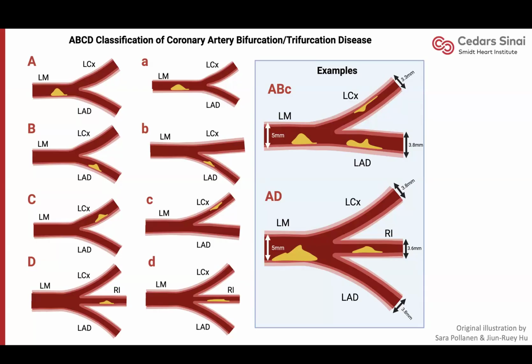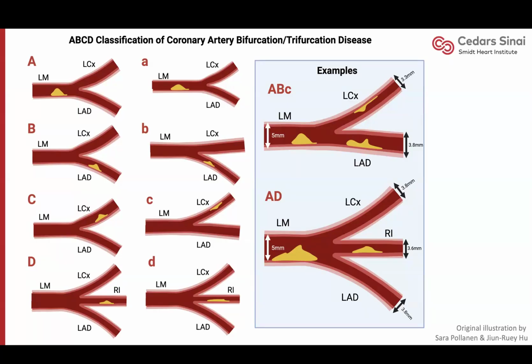Big A or small a refers to the left main artery. Big B or small b refers to the LAD artery. Big C or small c refers to the circumflex artery. Big D or small d refers to the ramus intermedius artery, if it is a trifurcation lesion.